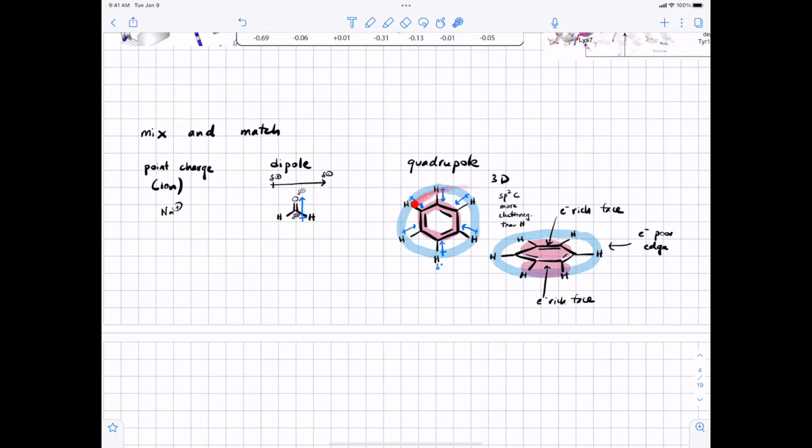Ion with a quadrupole, that starts to get a little bit exotic, but actually that's found all over the place in nature, and it's called a cation-pi interaction, because the positively charged ion can interact with the electron-rich face of the benzene ring.